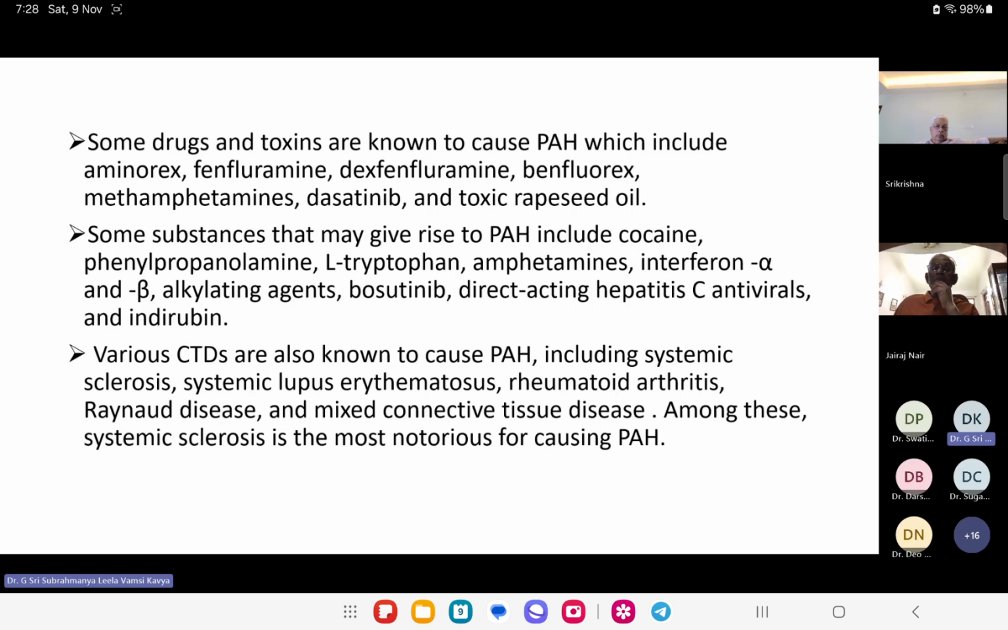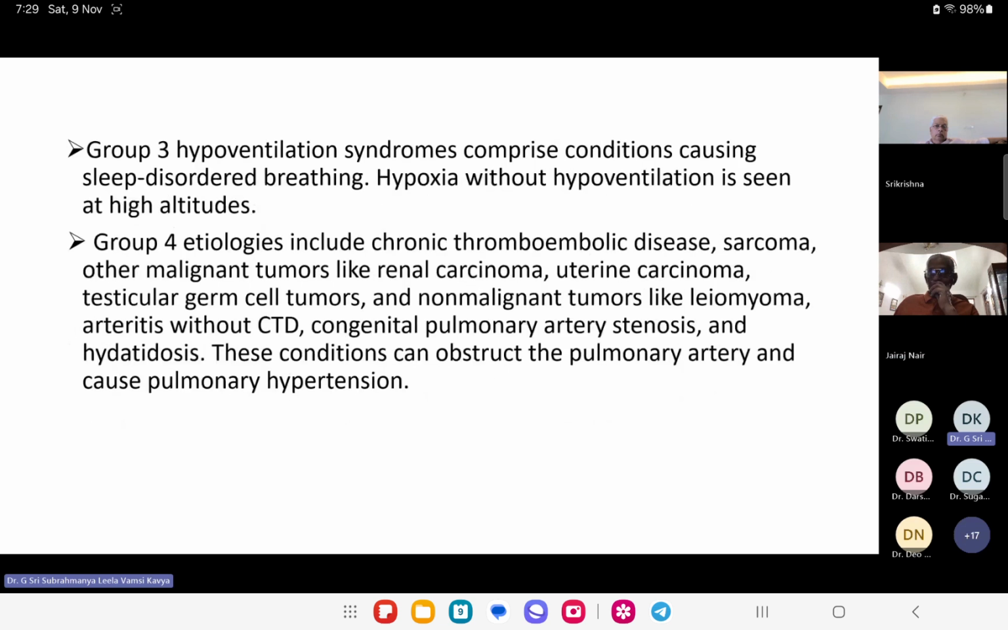Various connective tissue disorders are known to cause pulmonary arterial hypertension, including systemic sclerosis, systemic lupus erythematosus, rheumatoid arthritis, Raynaud's disease, and mixed connective tissue disease. Among these, systemic sclerosis is the most notorious for causing pulmonary arterial hypertension. Group 3 hypoventilation syndromes comprise conditions causing sleep disordered breathing. Hypoxia without hypoventilation is seen at high altitudes.